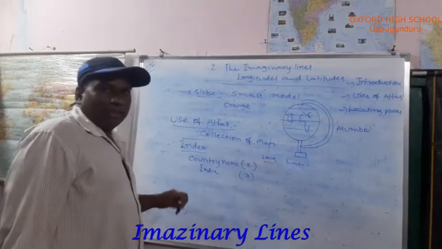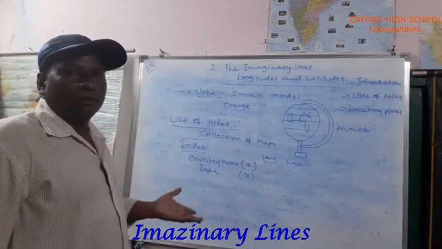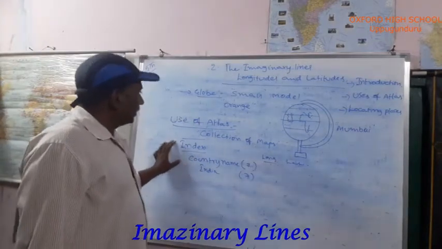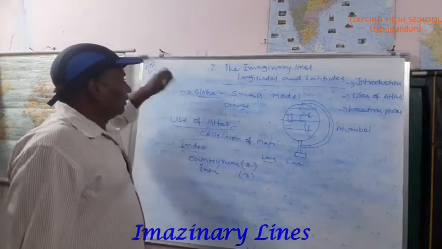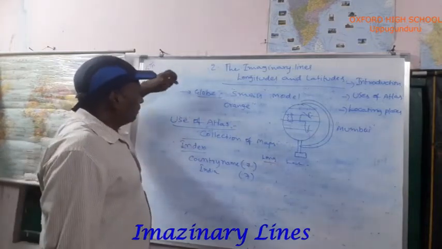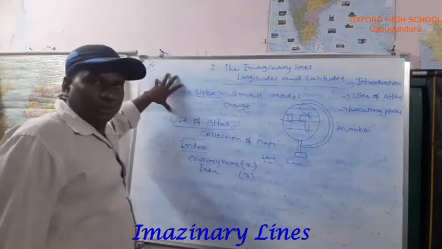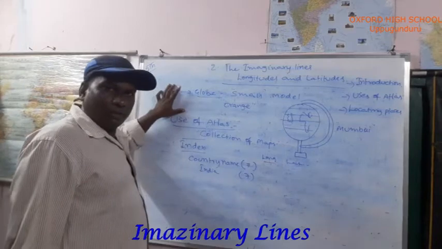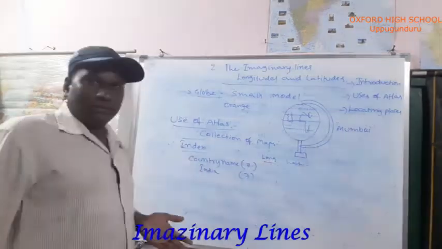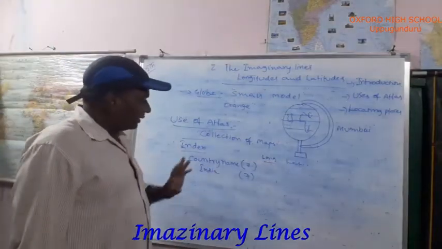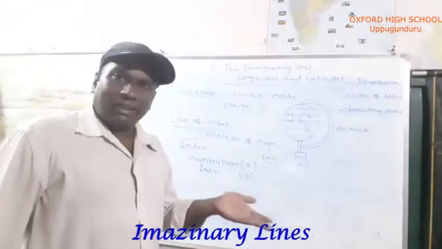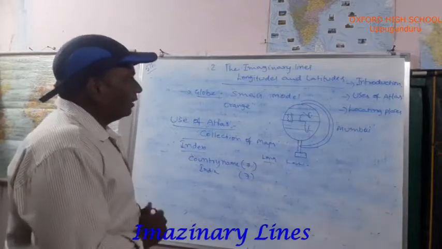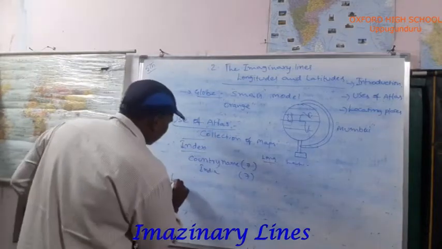Even small places you may observe through the atlas. But it is not possible to identify small places on a globe. Do you understand the difference between atlas and globe? If you open the atlas pages, you may observe vertical lines and horizontal lines.